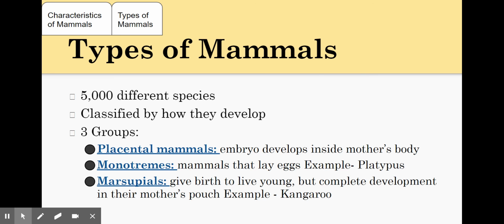There's monotremes, which are mammals that lay eggs, an example being a platypus. And then marsupials, that give birth to live young, but complete their development in their mother's pouch. An example would be a kangaroo. And that brings us to the end of this presentation.